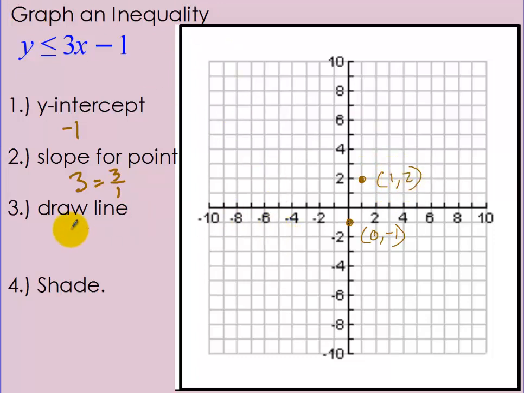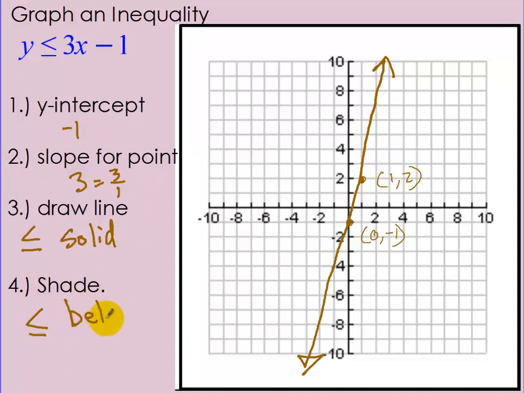And now I want to draw my line through it. Is it going to be dashed or solid? Well, since it's less than or equal to, this is going to be solid because of the or equal to part. So I'm going to draw a perfectly straight solid line through those. Perfectly straight, with the arrows. Now, where do I shade? Well, since it's less than, I'm going to shade below.